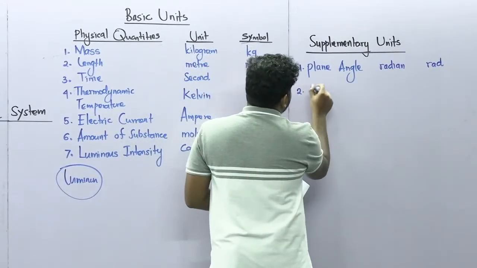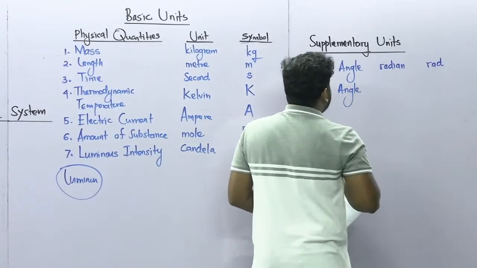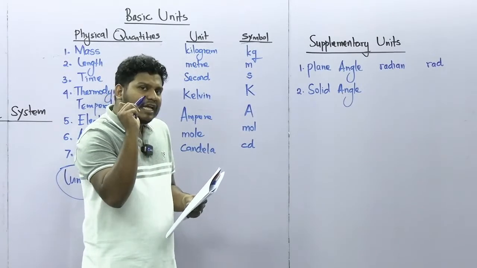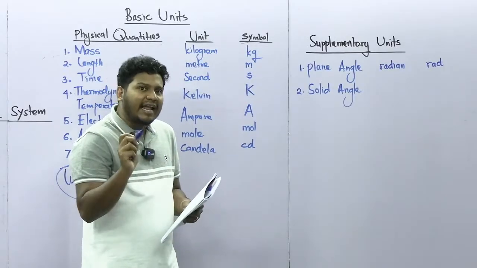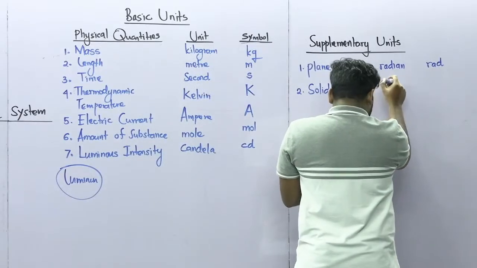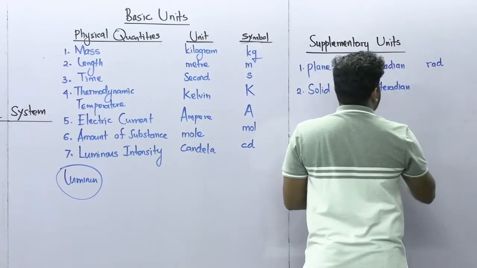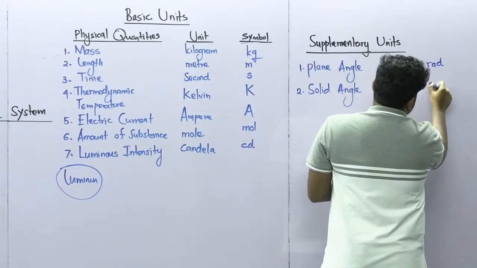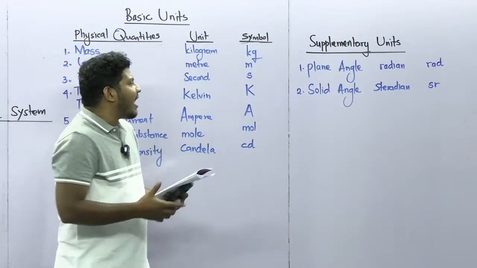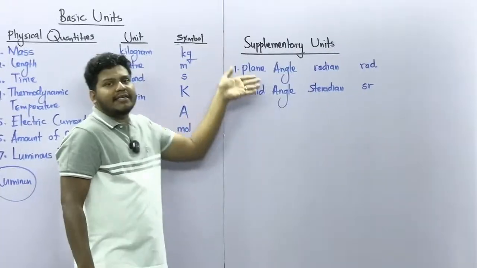Okay, right. The second one is solid angle. The unit for the solid angle here is, guys, steradian. We'll write it like this. For the steradian, the symbol of the unit is simple s, simple r. So, guys, these are the basic units and these are the supplementary units.